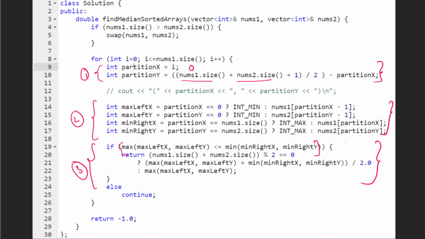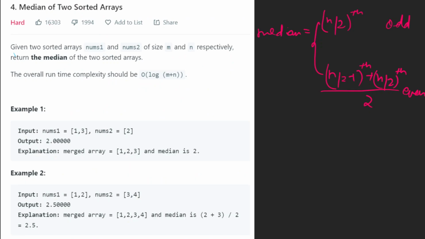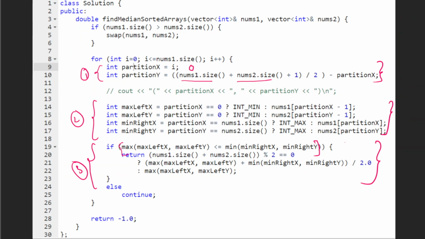So now you can calculate your median, and the median will be calculated as I stated earlier in the explanation of the problem. If it is an even sized array, then we take the average: this is middle one and this is middle two, and their sum divided by 2 is going to be our answer. Otherwise, if it is not an even sized array, then we simply return the middle element.